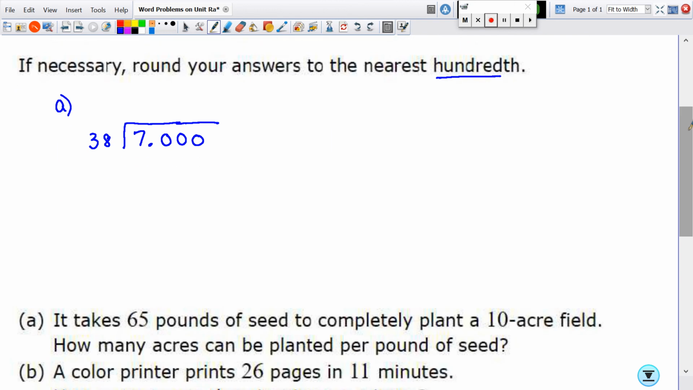So what I'm going to do here is bring your decimal straight up. 38 does not go into 7, so you put a 0. 38 goes into 70. I think 38 plus 38 is 76, so that's too big. So 1 times 38 is 38, and then I'm going to subtract. Okay, I've got to borrow from my 7. So 10 take away 8 is 2, 6 take away 3 is 3. Bring down a 0. And 38 goes into 320.